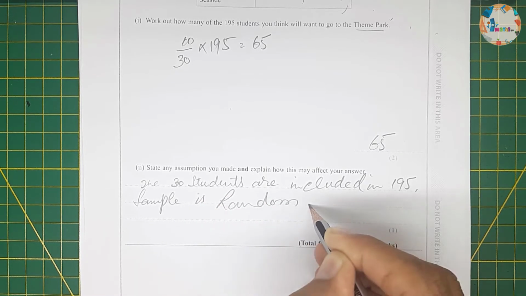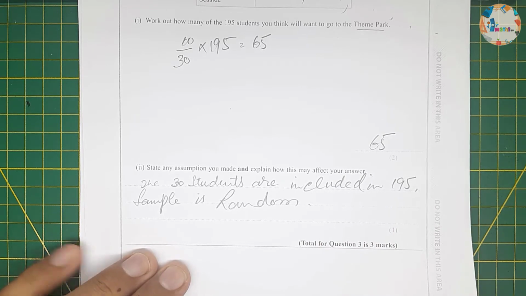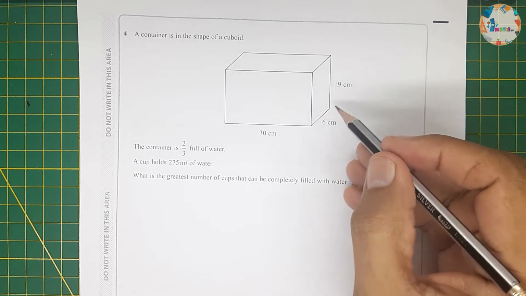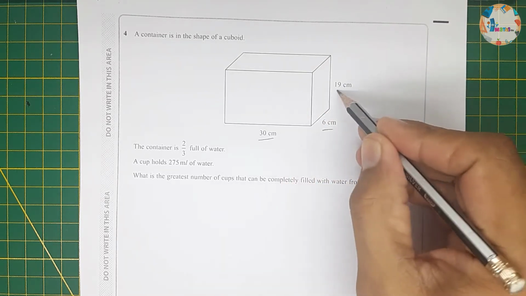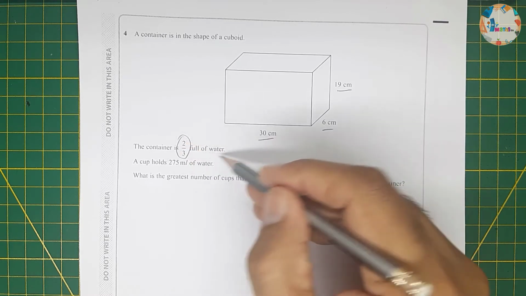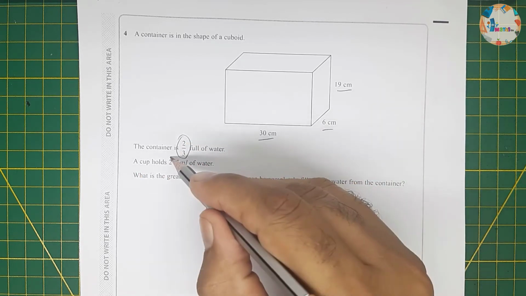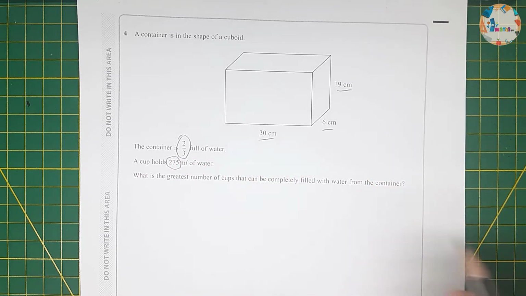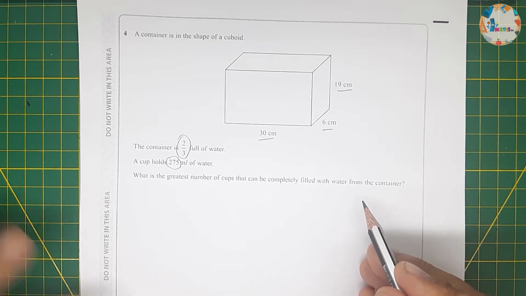So these are the assumptions which we have done for this question. Now this is question number 4. A container is in the shape of cuboid. Measurements are provided. The container is 2/3 full of water. A cup holds 275 milliliters of water. What's the greatest number of cups that can be completely filled with water from the container?